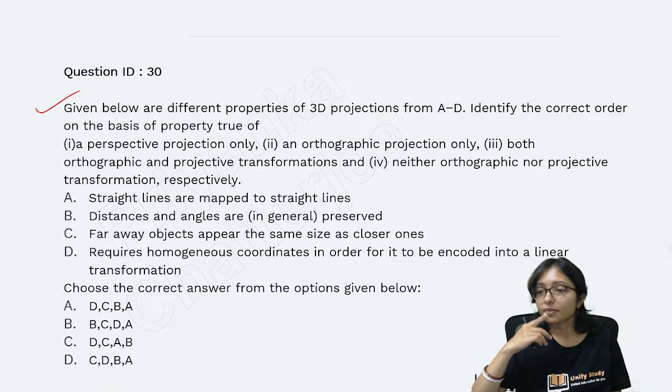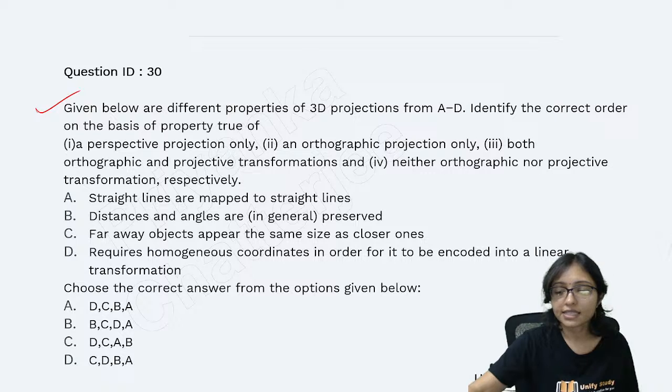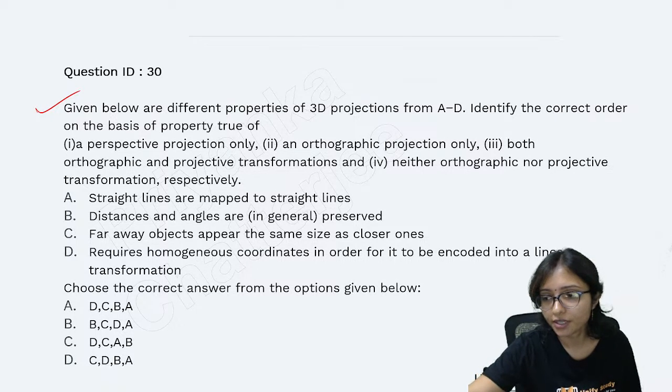Now tell me what will be the answer. This question we did yesterday. Yesterday we solved it also. Just do your revision here.